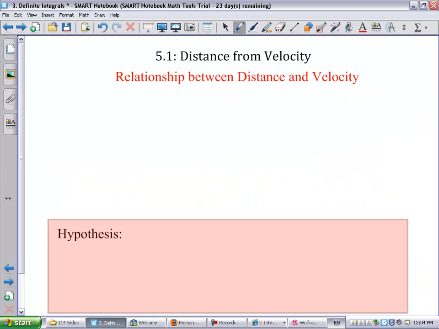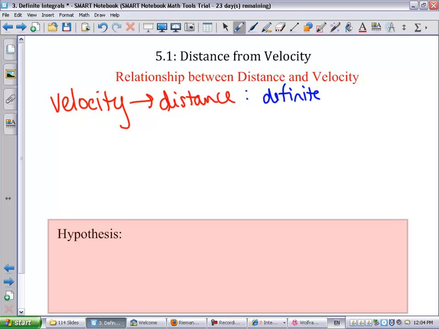So what does that tell us? That tells us that if you want to go from velocity to distance, you can just take a definite integral. But we also know something else about distance and velocity. What if you want to go from distance to velocity? What do you do?